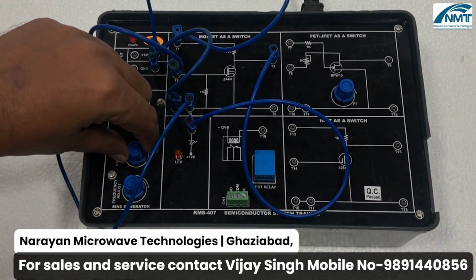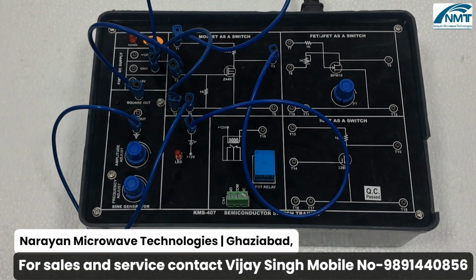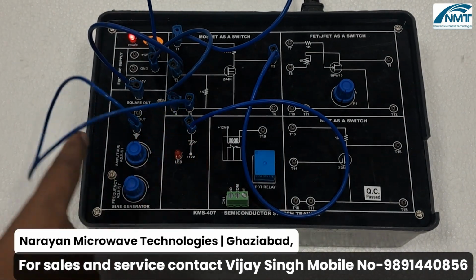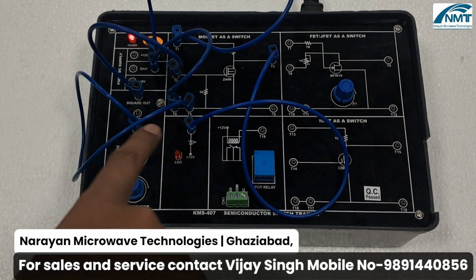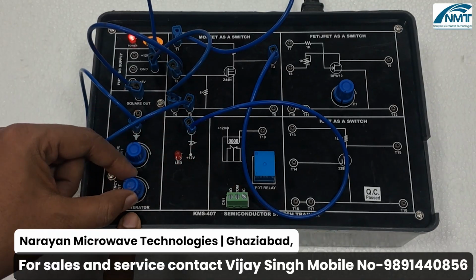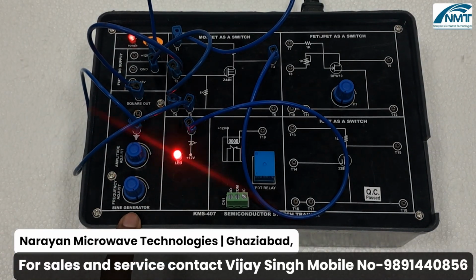Let's keep this potentiometer position of amplitude and frequency at minimum position. Now let's turn on the trainer. Here you can see the status of LED, which is at present off condition, and after some time it will turn on. The time interval will depend upon the frequency which we are giving at the circuitry. If we increase the frequency, you can check the timing of LED on and off will increase.